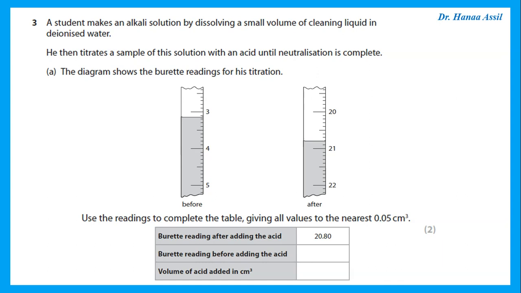So what is the reading before? Obviously, the reading before is 3.1, and then we're in between 3.1 and 3.2, so this is 3.15. The volume of acid added would be the difference between them, so that is 17.65.